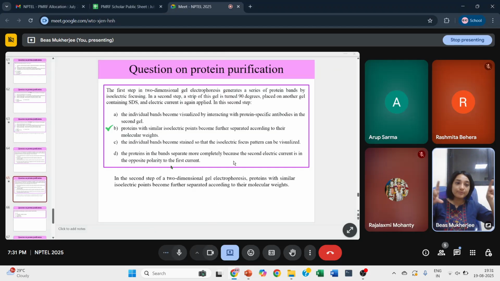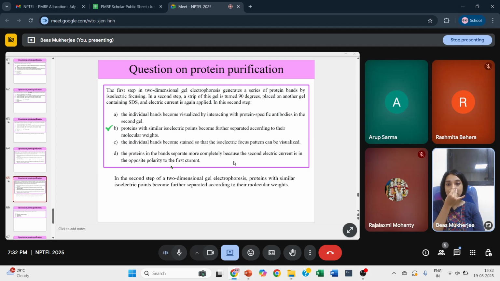So how does a 2D gel look like? See, this is a strip of gel. Initially, they are going this way. Then they will go this way. So initially they are separated based on their pI. Now when two or more proteins have the same pI, they will migrate along the same line, but they will separate out due to difference in their molecular weight. So the proteins with similar isoelectric point become further separated according to their molecular weights.